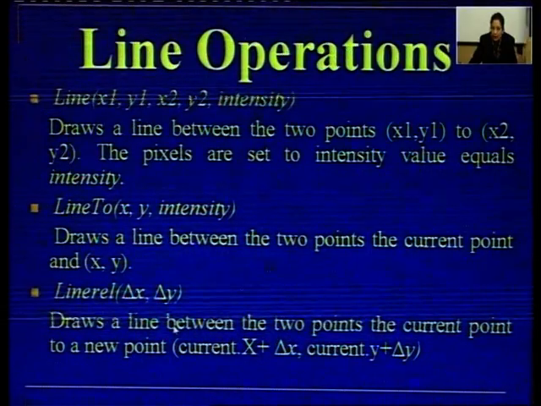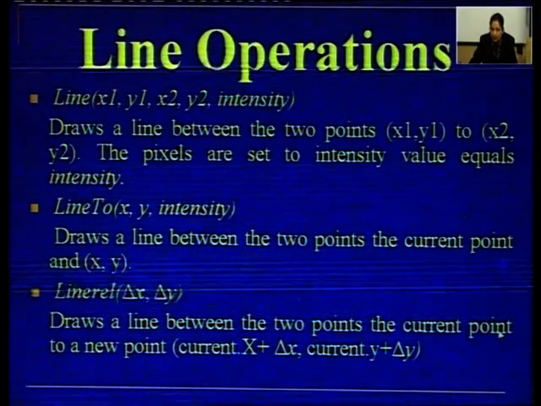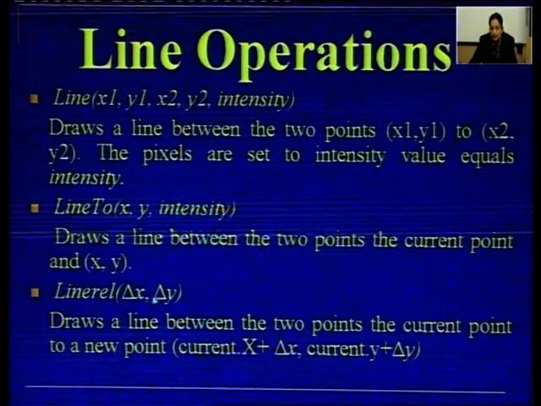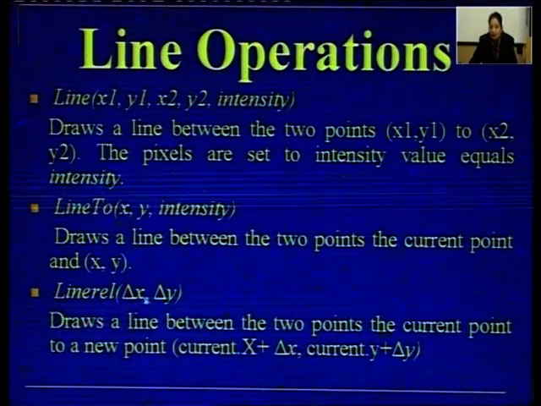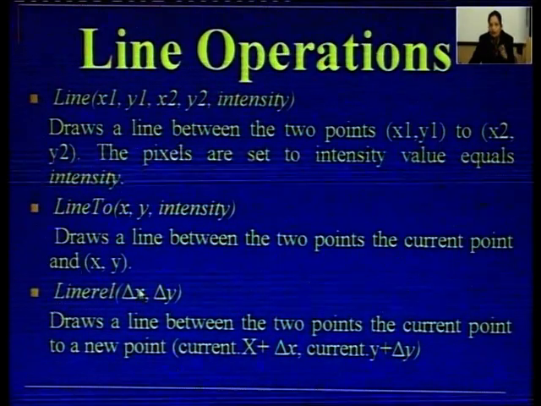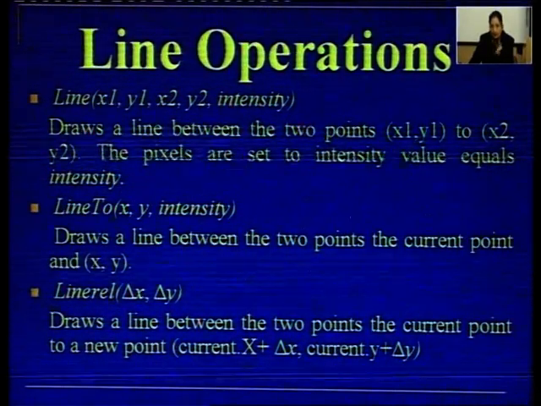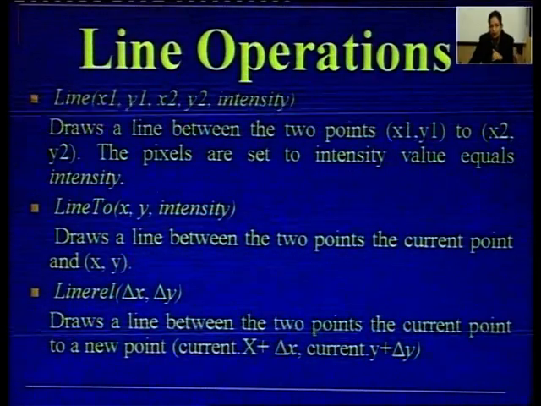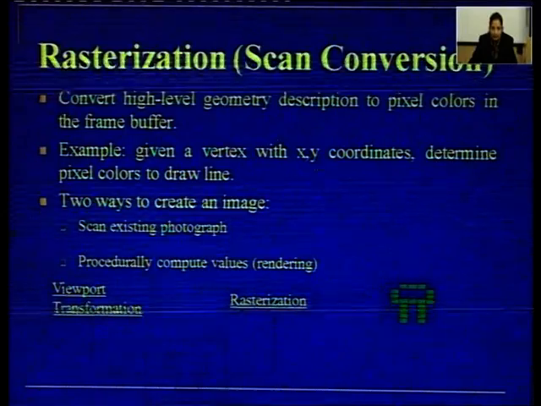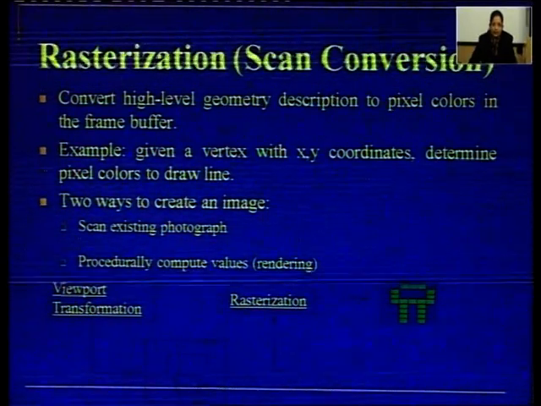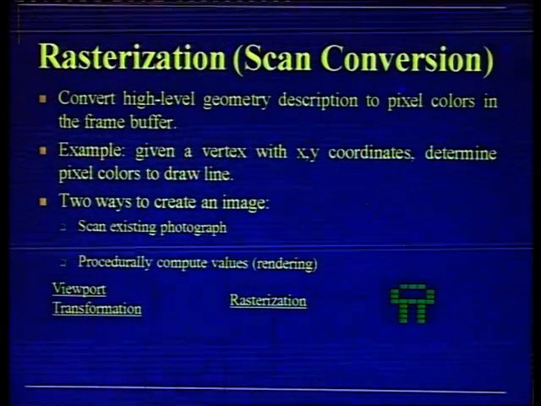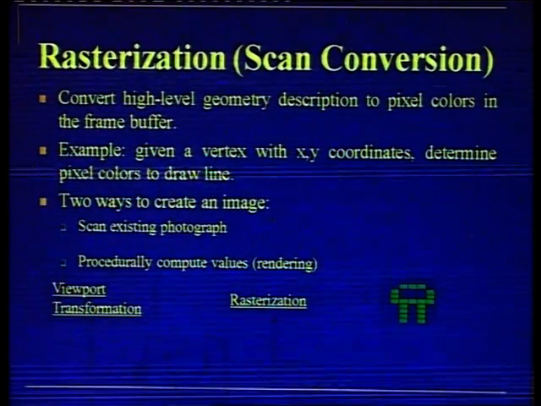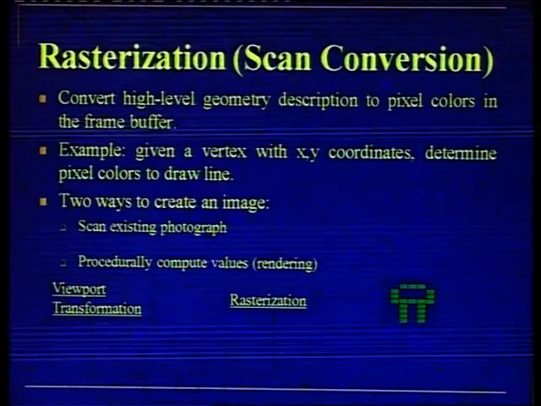It will draw a line between the 2 points, the current point to a new point. That new point will be calculated with this delta x and delta y. Delta x is a change in value of x from the current point to the next point, and delta y is a change in value of y from the current point to the next point. Then the rasterization, that is scan, also called scan conversion. It converts the high level geometry description to pixel colors in the frame buffers.